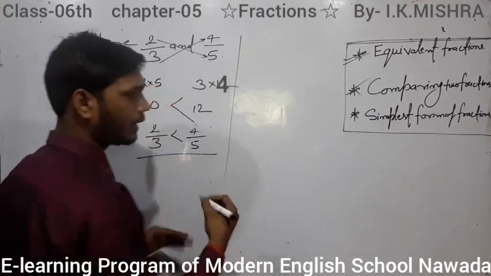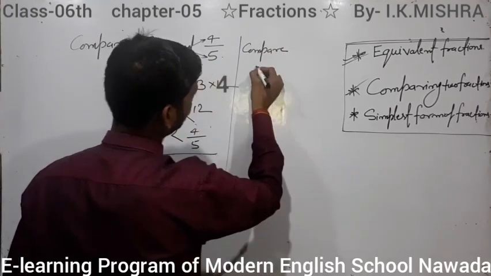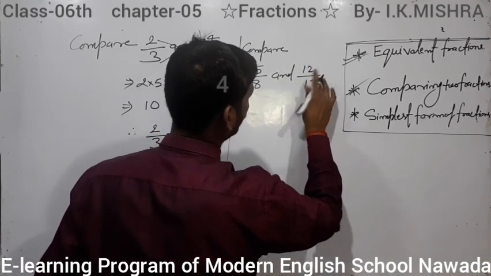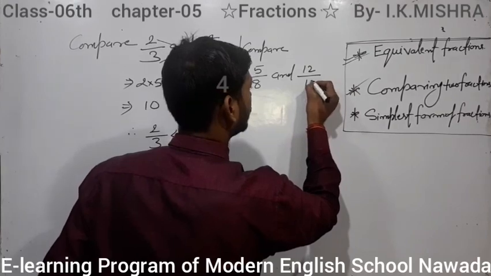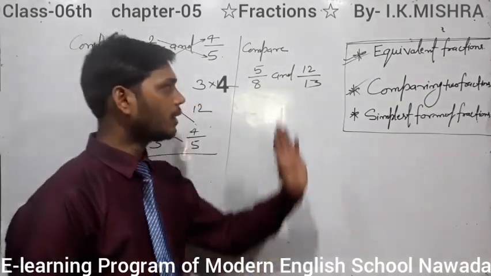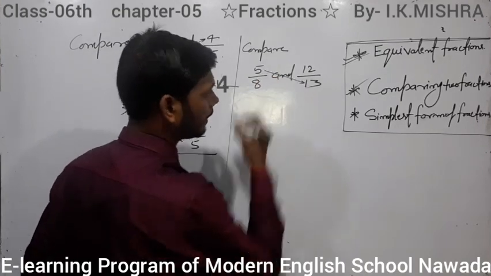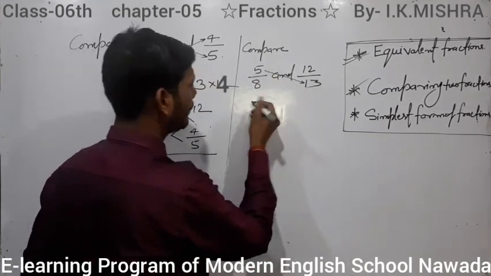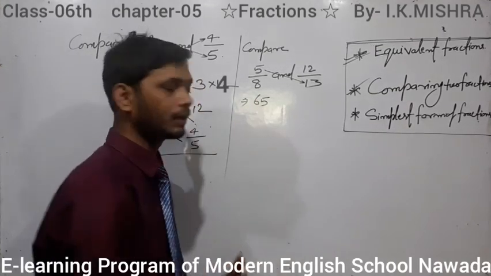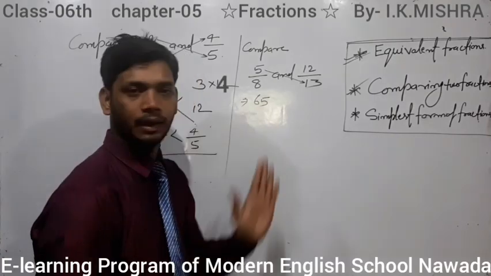Students, suppose you have to compare 5 by 8 and 12 by 13. Here students, two fractions are given and you have to compare. That means first of all multiply this by 13. When you multiply 5 into 13, you write here 65. Here 13 5s are 65, on the left side.